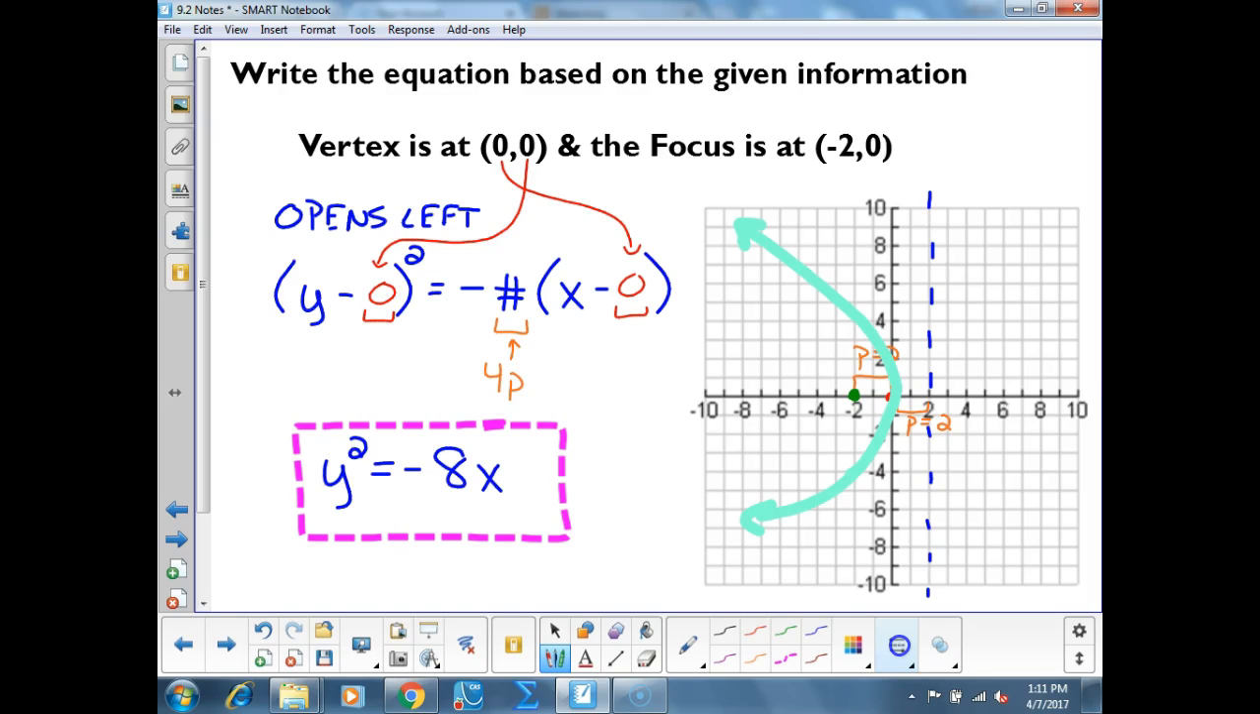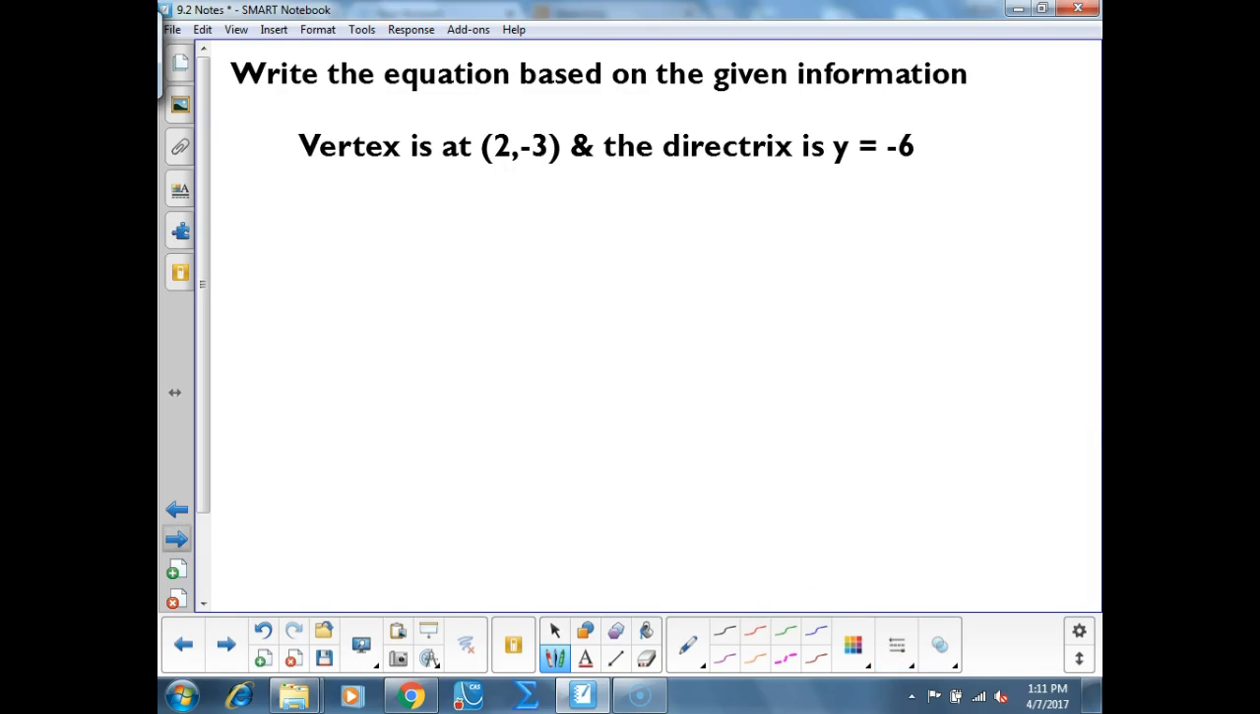Okay? Ready to try one on your own? Sure. Let's do it. Okay, so I said I was going to do this one with just a sketch. Okay, if you did it on a graph, that's fine. Okay?